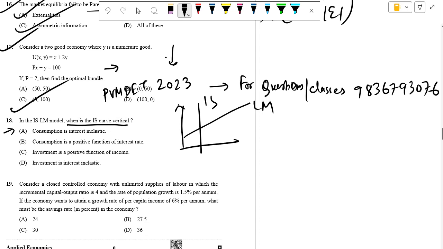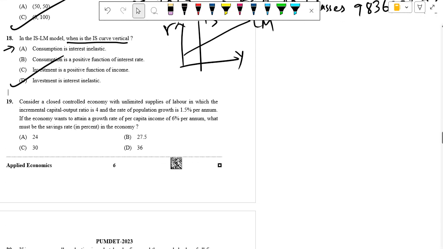Okay. So here, on R and Y axes, we take the level of output or income as fixed with respect to the change of interest rate. So IS is vertical. So changes in the interest rate should not affect the level of output. This only happens if investment is interest inelastic. That is option number D.